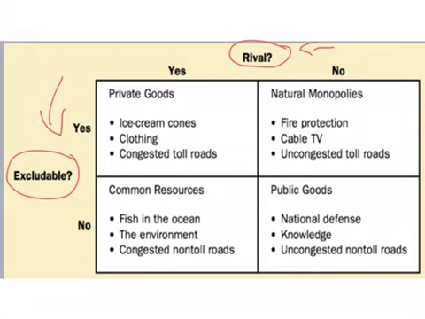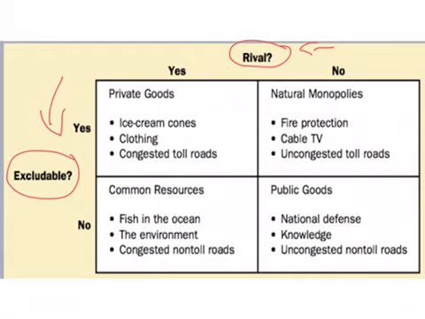If I'm using the Kleenex, you cannot use the Kleenex. Fortunately, this principle does not apply to certain services like fire protection, cable television, uncongested toll roads, police services. These kinds of things are considered naturally monopolistic services or products. The reason being is that, yes, you have to pay for them.